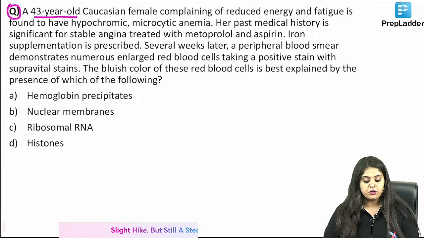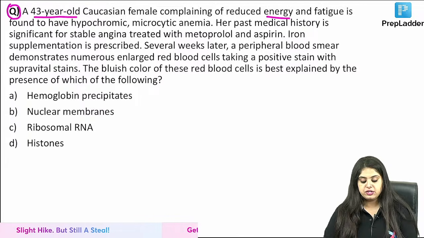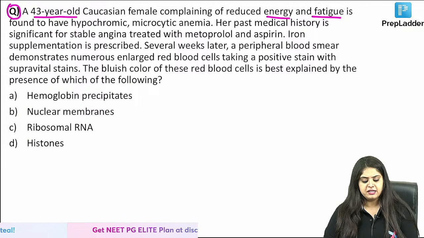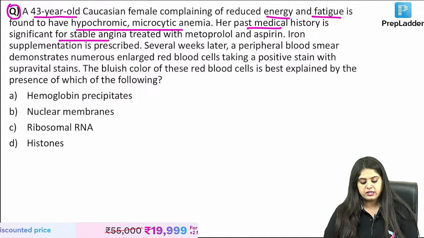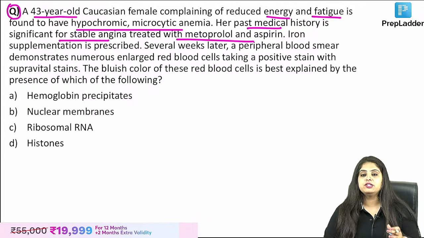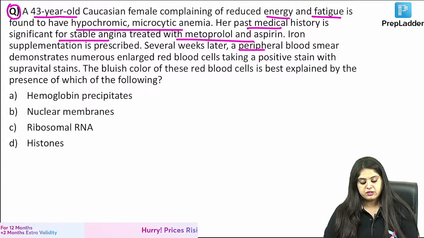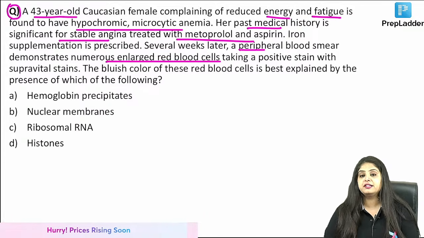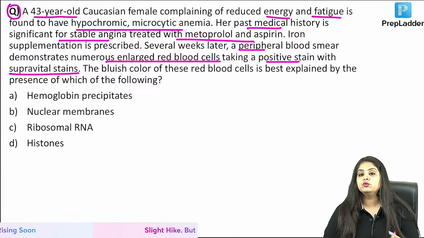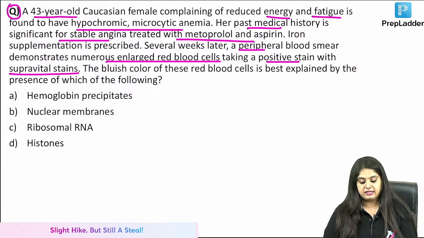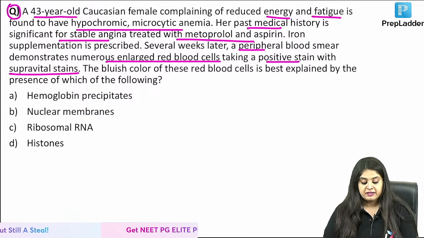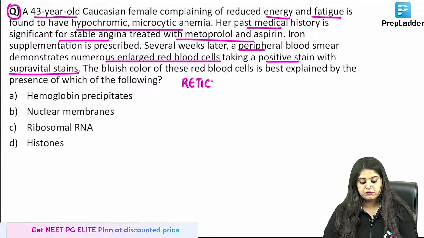They are talking about a 43-year-old female, reduced energy and fatigue. I've started thinking of anemias. That is a microcytic hypochromic anemia, and there is a past history of a chronic disease that is going on. She is on medication. Peripheral smear shows numerous enlarged red blood cells taking a positive stain with supravital stain. Now, supravital stain is a take-home message for all of you. It will always indicate reticulocytes when asked for red blood cells.